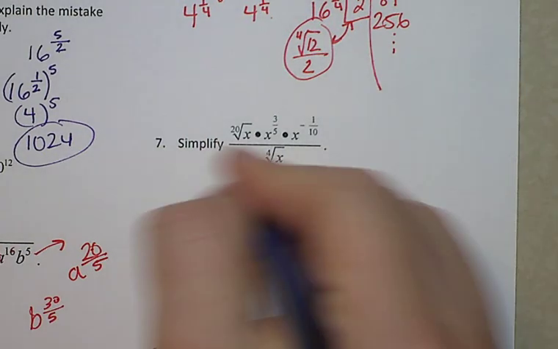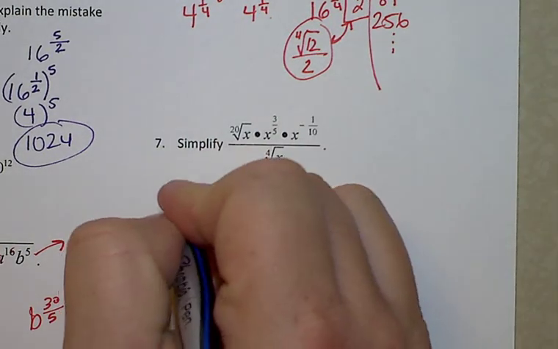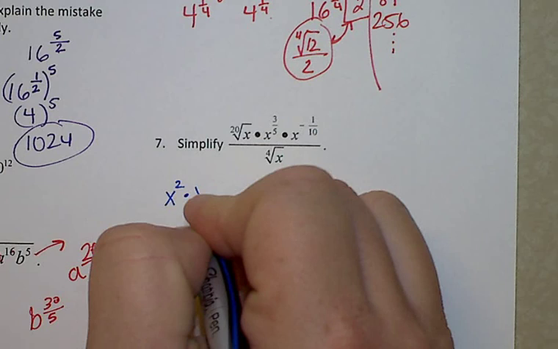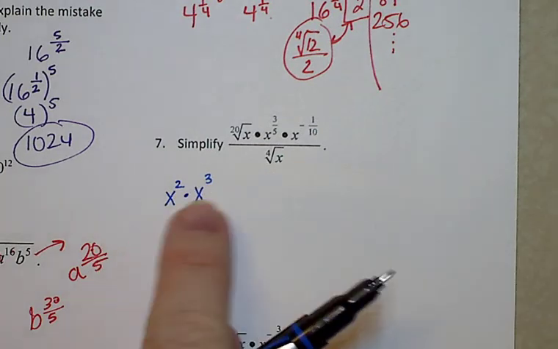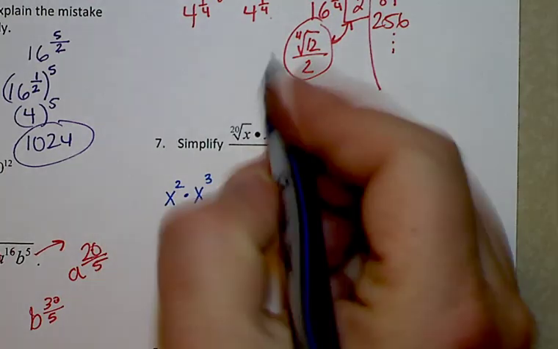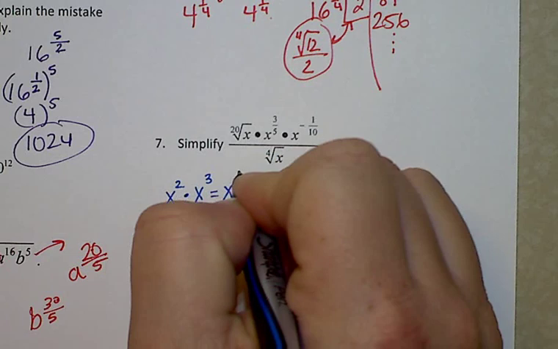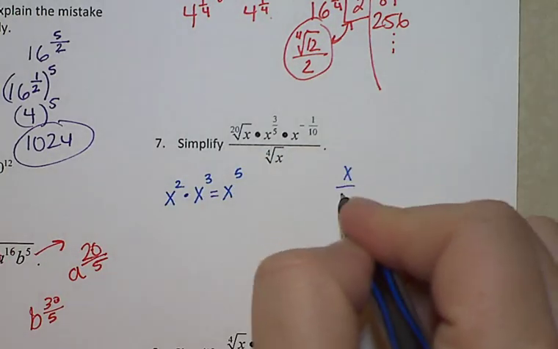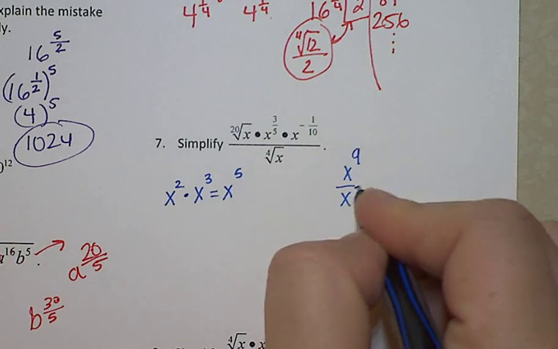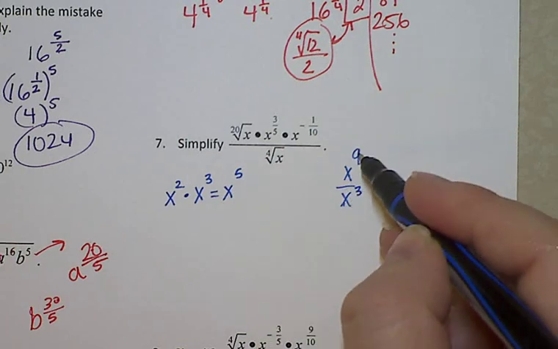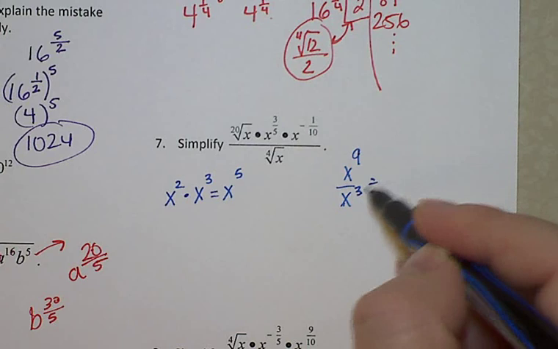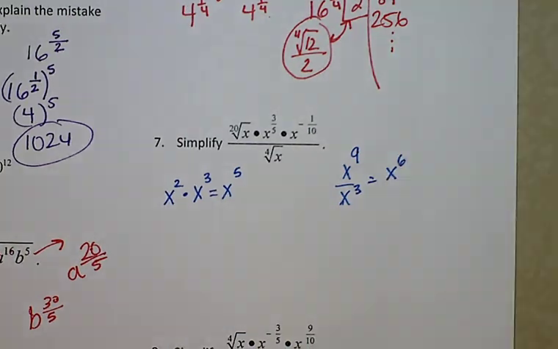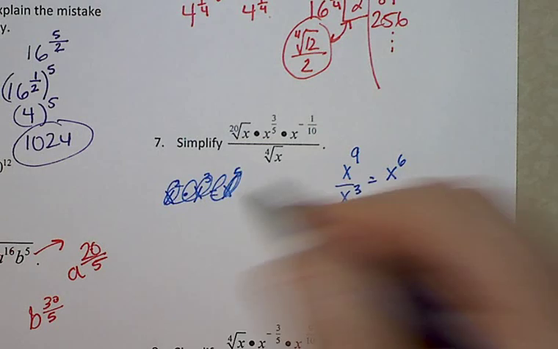As a little review, you learned in 9th grade that when you have the same base and you're multiplying, you add the exponents. And you learned in 9th grade, when you have the same base and you're dividing, you subtract the exponents. 9 minus 3 is 6. We're going to apply those same rules to what looks like a more complicated problem, but we're going to use the calculator to do much of the work.